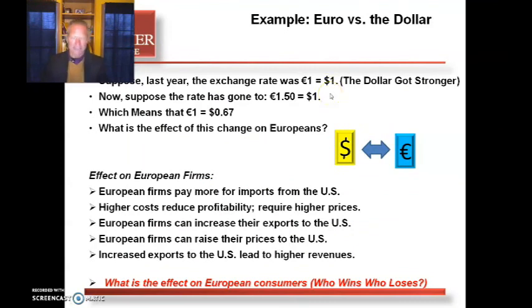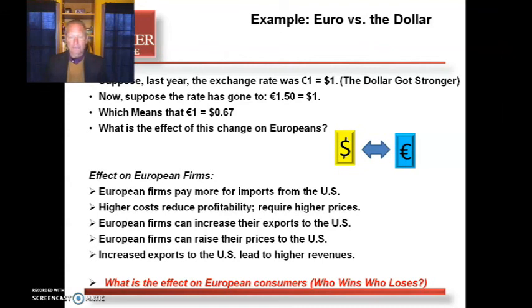So here's an example versus the dollar. Suppose last year the exchange rate was 1-to-1. It's never been 1-to-1, but fictitiously, let's just think about it, because right now it's 109-to-1. But anyways, let's just think about it that it's 1-to-1. Now, suppose the rate goes from 1-to-1 to 1.50-to-1. That means the dollar gets a lot stronger.